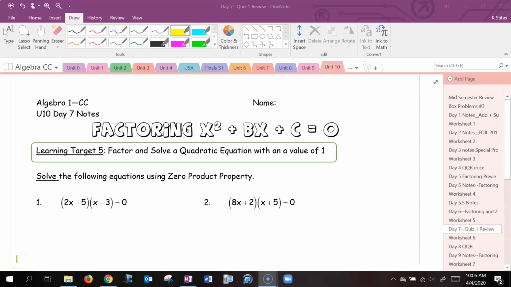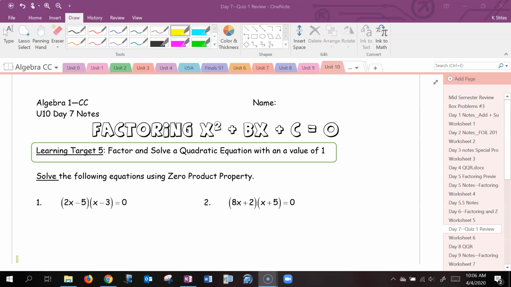Algebra 1. So today we are going to be reviewing for a quiz that you will have on Friday. So we will spend 2 days reviewing for your quiz, and we will be using the same format that we did the past 2 days. So today we'll do your Unit 10 Day 7 notes together.